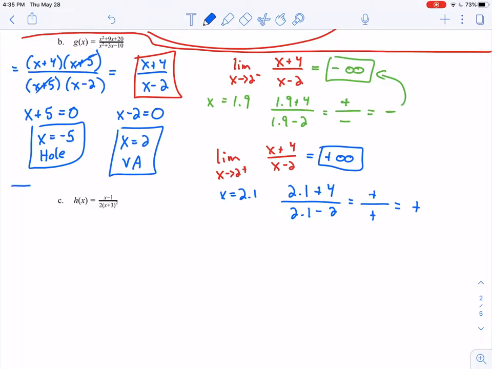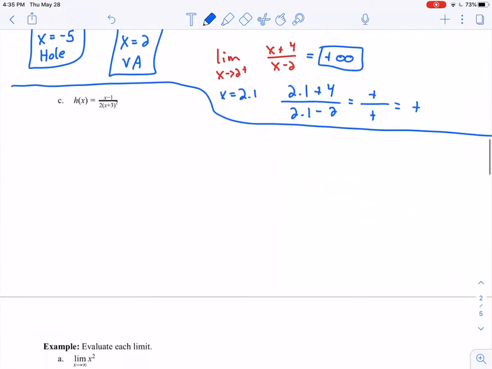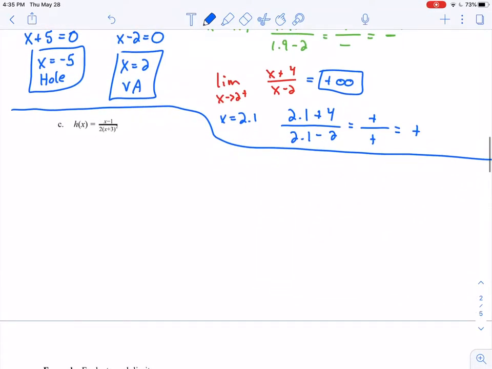So very cool. Let's look at one more here before we wrap this video up. H of x here. H of x, I've got x minus 1 over 2 times x plus 3 quantity squared. So in this case, this one's already factored for me. So hey, that's good news for us, less work for us to do. But that means if I look at this, I can't simplify this anymore. I'm just kind of stuck with this as it is.